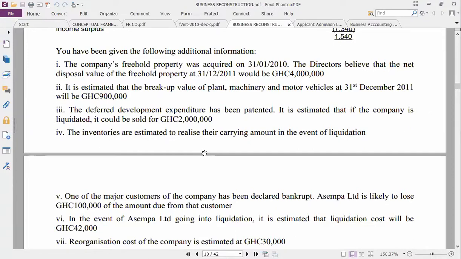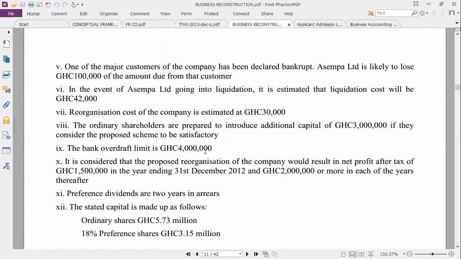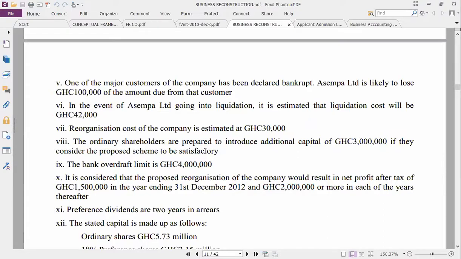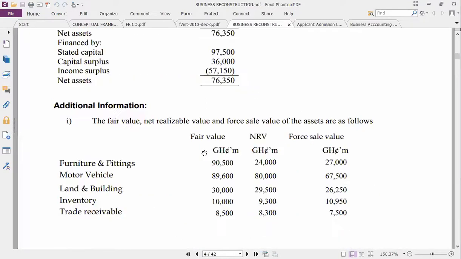So make sure that you've gone through the question and there's no fair value somewhere. In some questions you'll be given fair value, NRV and liquidated values. If you check the first question that we solved, there's fair value here, there's NRV, and there's for sale value. All three have been given to you. Which of them are you going to use? Use the fair value. Good. So in that order.